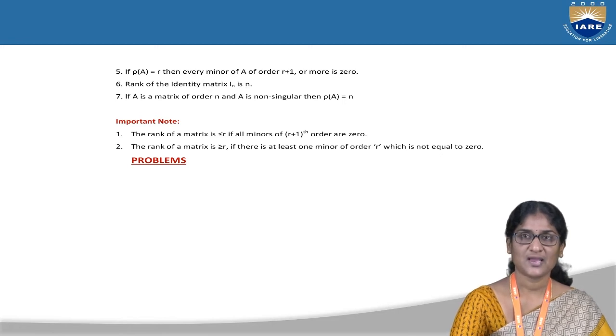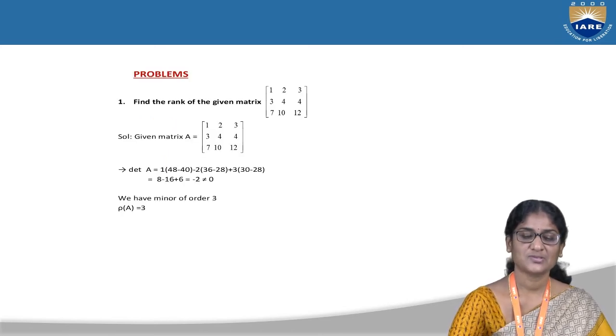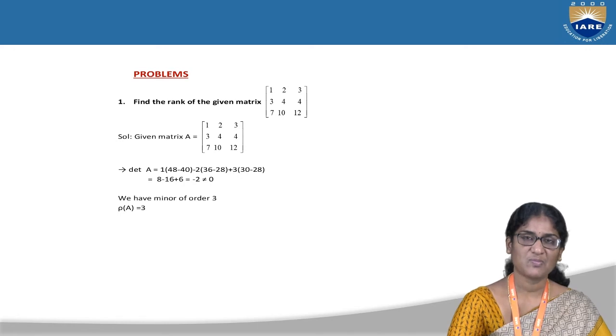That means if the rank of a matrix is greater than or equal to r, we can understand that there is one minor of order r, small r, which is not equal to 0. Then only it is possible, right? So that's how the rank of a given matrix can be understood.